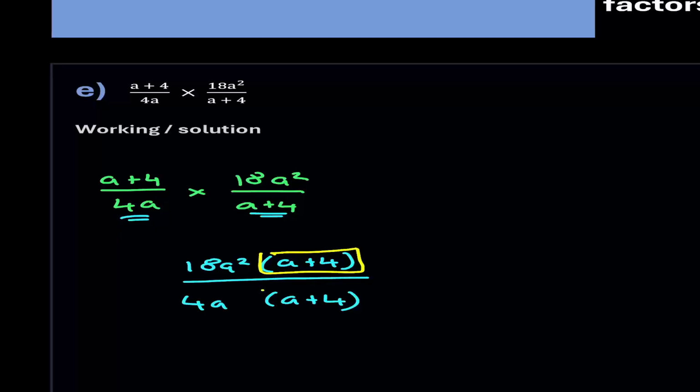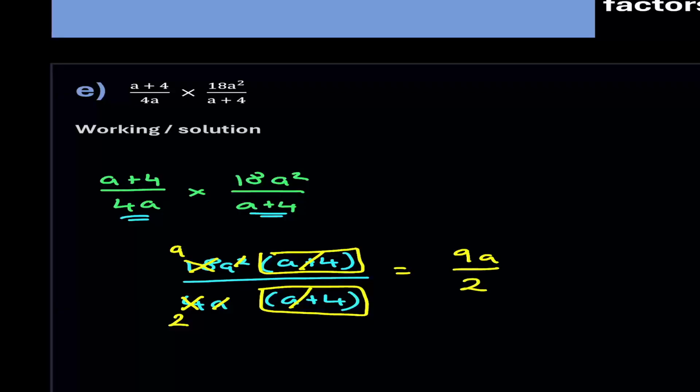You could see this straight away. A plus 4 is in brackets, and it's both on the numerator and the denominator, which means we can cancel that out. 18 and 4 are both even numbers, so we can halve them. They just become 9 and 2. And a squared divided by a, that a cancels and that squared cancels. So we're left with 9a on the numerator, 2 on the denominator. So 9a over 2.